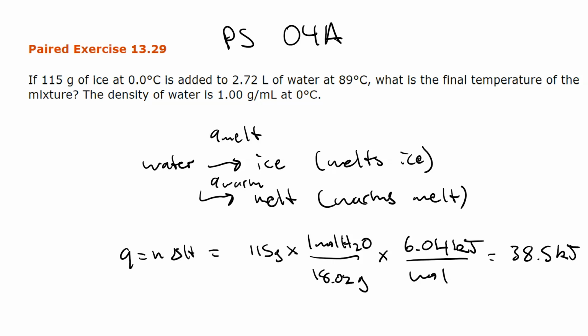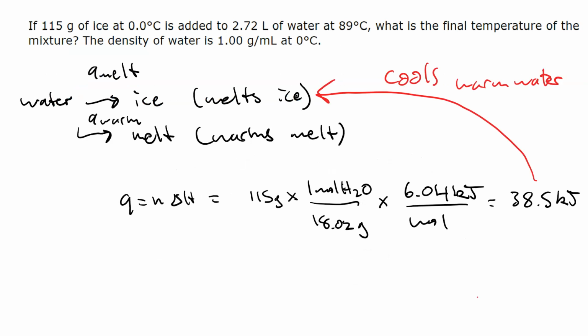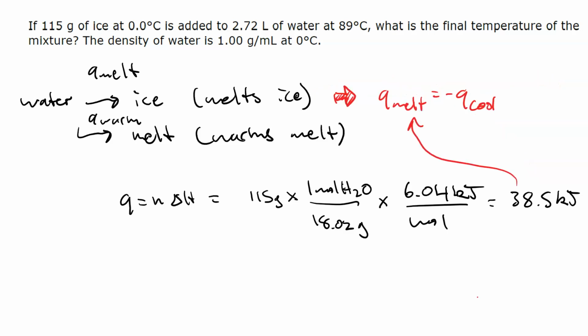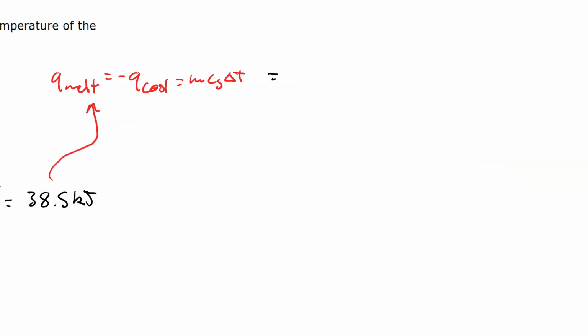So that's going to cool down the warm water. We can say that the water loses this much heat, so Q of the water is negative 38.5 kilojoules. In other words, Q melt equals negative Q cool, which is m Cs delta T. Now we're going to expand this equation. That's m Cs (Tf minus Ti), because delta T is Tf minus Ti.